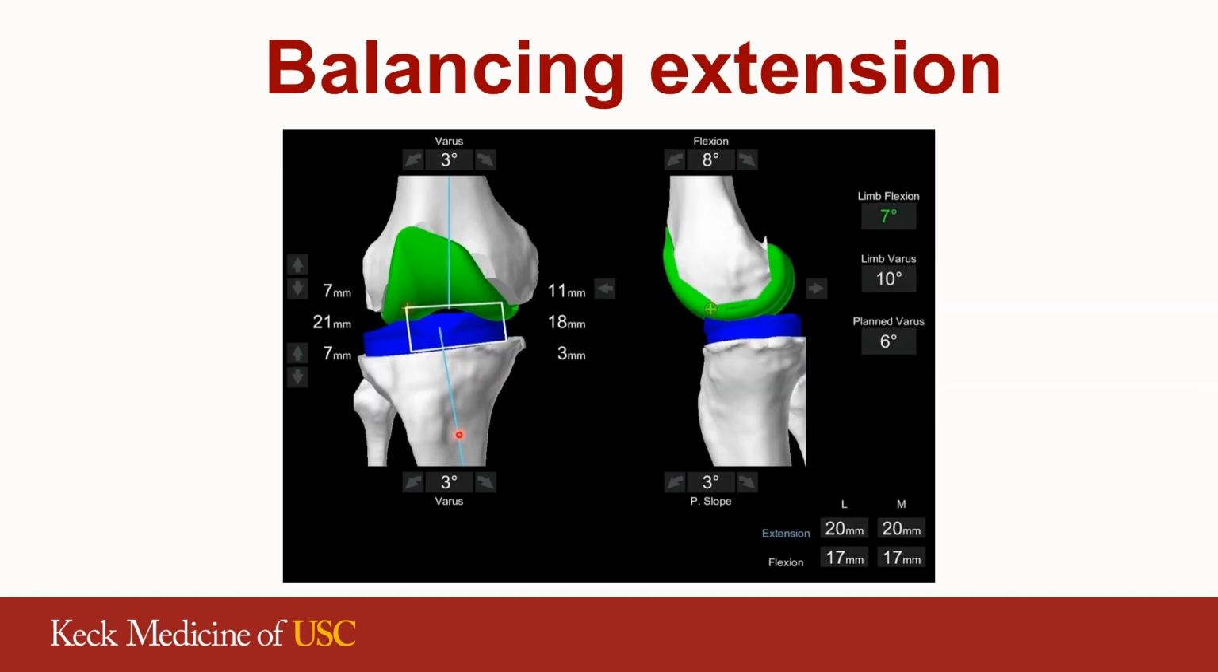And we already have set 3 degrees of varus from the flexion balancing. We still had a little bit of asymmetry, so we'll add 1, 2, 3 degrees of varus on the femoral side. This now corrects our medial and lateral distances so that they are equivalent. So now we have equivalent symmetric rectangular flexion gaps, and we have a rectangular extension gap.